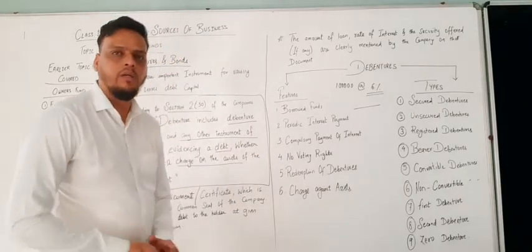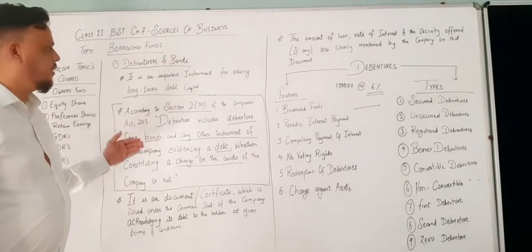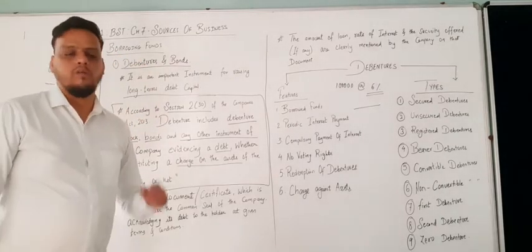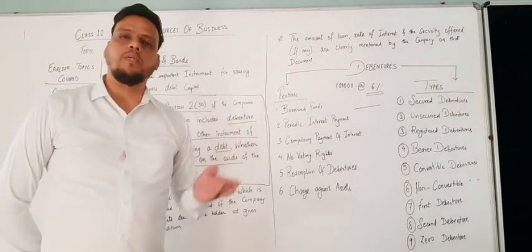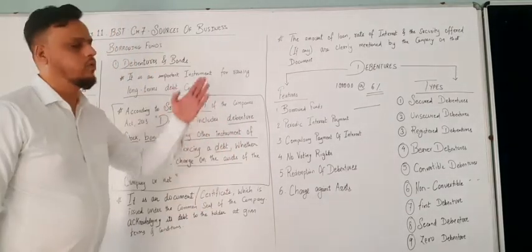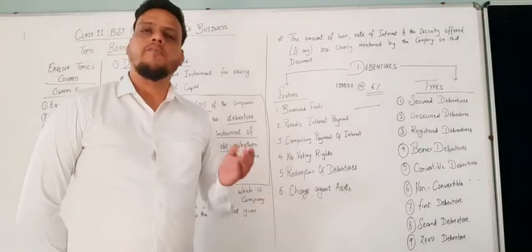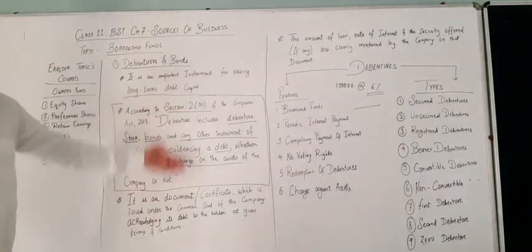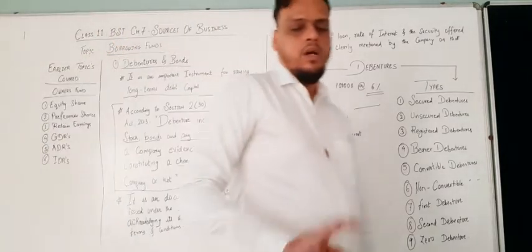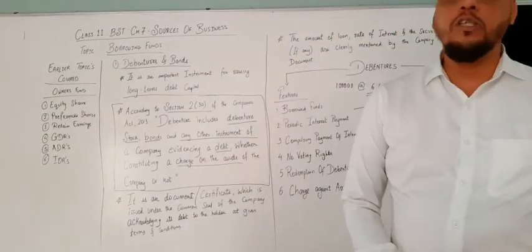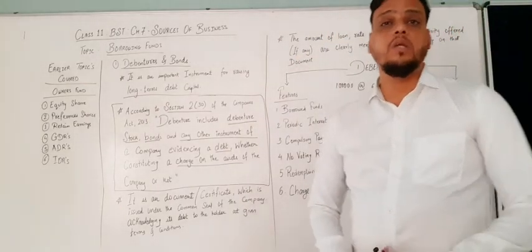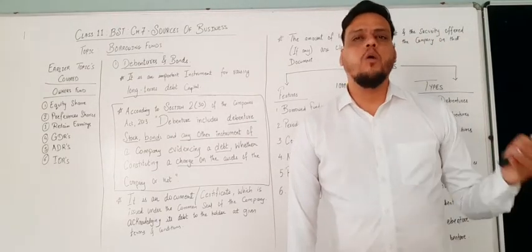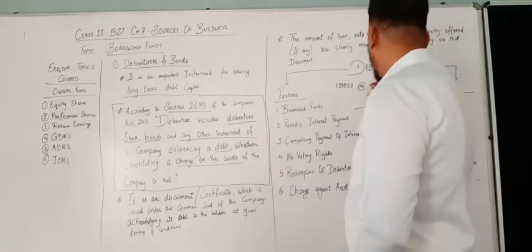I hope you have understood the introduction part of debentures or bonds. I have already mentioned all the related points. If the question is what is a debenture, then you can write these points. If the question asked is to define debentures and bonds, then you can write this definition accordingly. So, this much is the introduction. Now, we are going into the next part, features, and then we will look at another topic known as types. Let's begin.